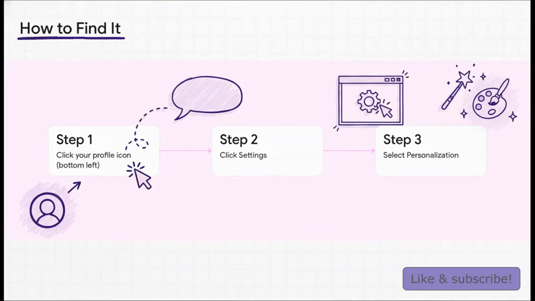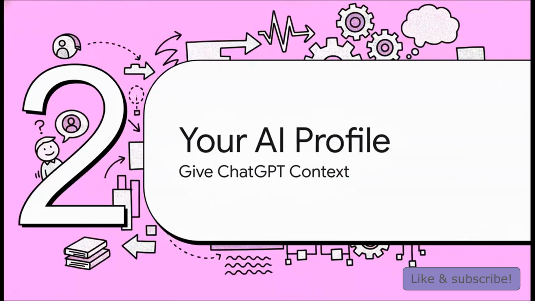All right, so where do you find this thing? It's really, really easy. Just look down in the bottom left corner of this screen, find your profile icon, and give that a click. A little menu will pop up. From there, you're going to hit Settings, and right inside that window, you'll see Personalization. That's our target. Okay, once you click in, you'll see two big empty text boxes. The first one is all about building your personal AI profile. This is where you give ChatGPT all that crucial background info about who you are and what you're trying to do.